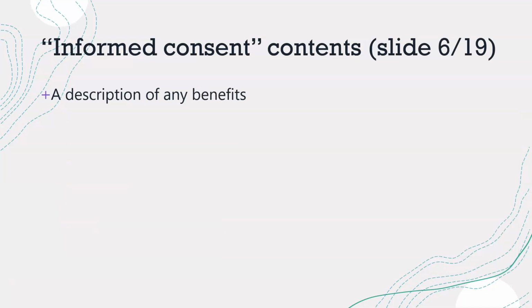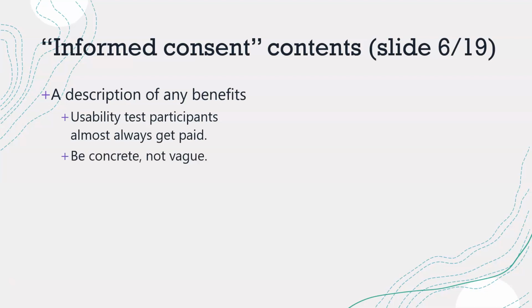Sometimes you need to describe what benefit the research participants are going to get. Generally speaking, usability test participants get paid. We'll talk more about that later at the end of this presentation. But the thing is, if you're going to pay them, you need to be concrete, not vague, about how you will pay them. For example, you will receive $50 for your participation.